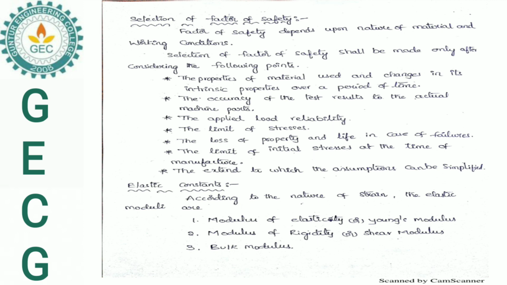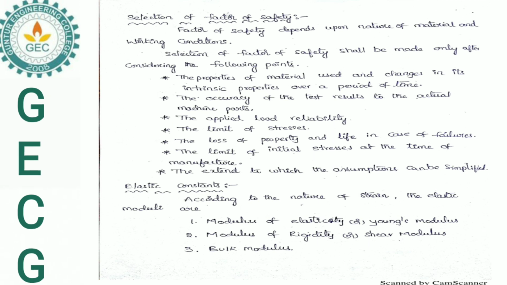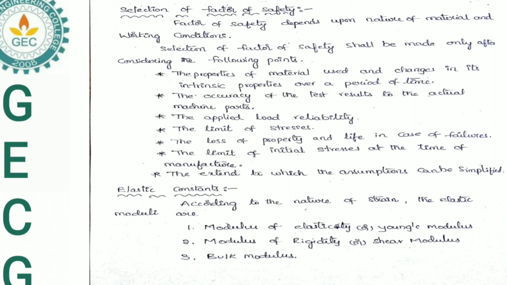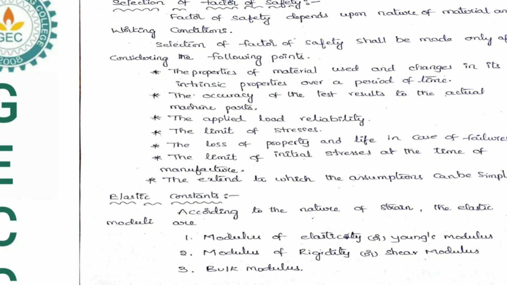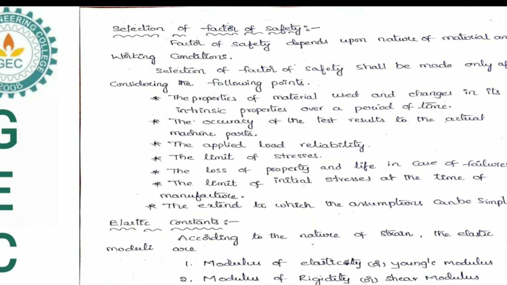How to select a factor of safety? These are the main properties to consider when selecting the factor of safety. First, the property of the material used and changes in its intrinsic properties over a period of time. Next, the applied load, reliability, and the limit of stresses. These are the main considerations in selecting the factor of safety.